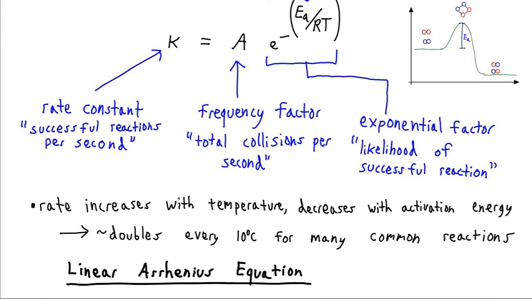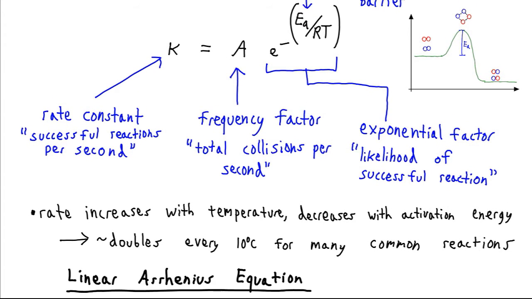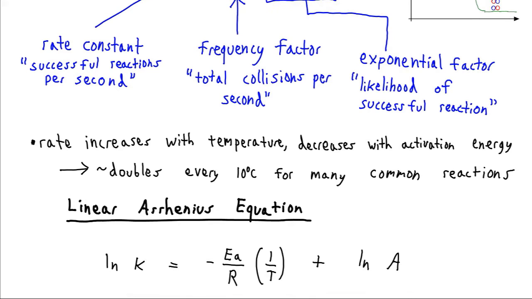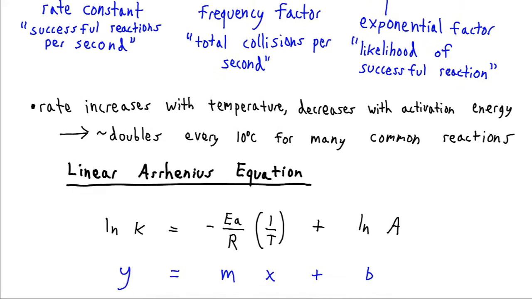Now we can write this equation in a linear form, and what we do is we take the natural log in order to get rid of this exponent here. Now when we do that, we can write that the natural log of our rate constant is equal to minus the activation energy over the gas constant times 1 over the temperature. This is going to be our variable, plus the natural log of our frequency factor.